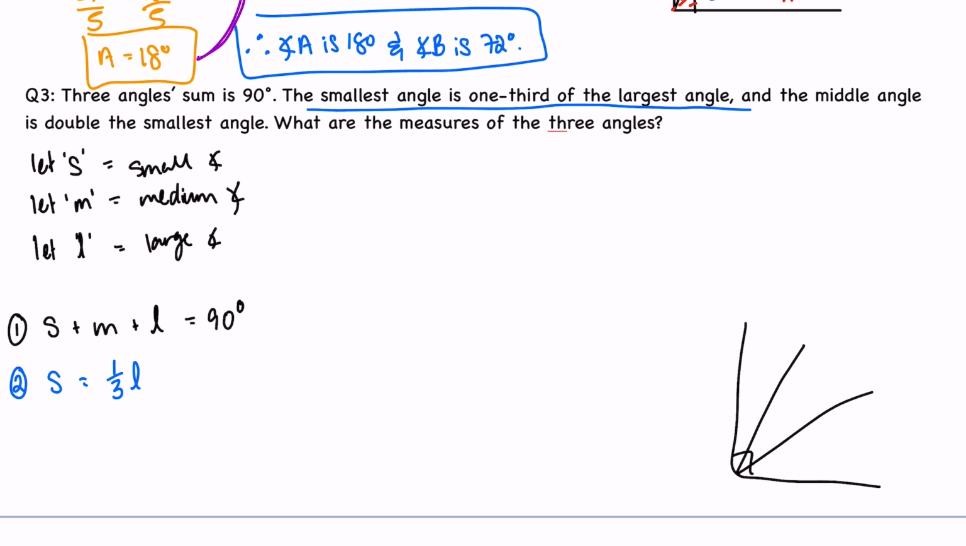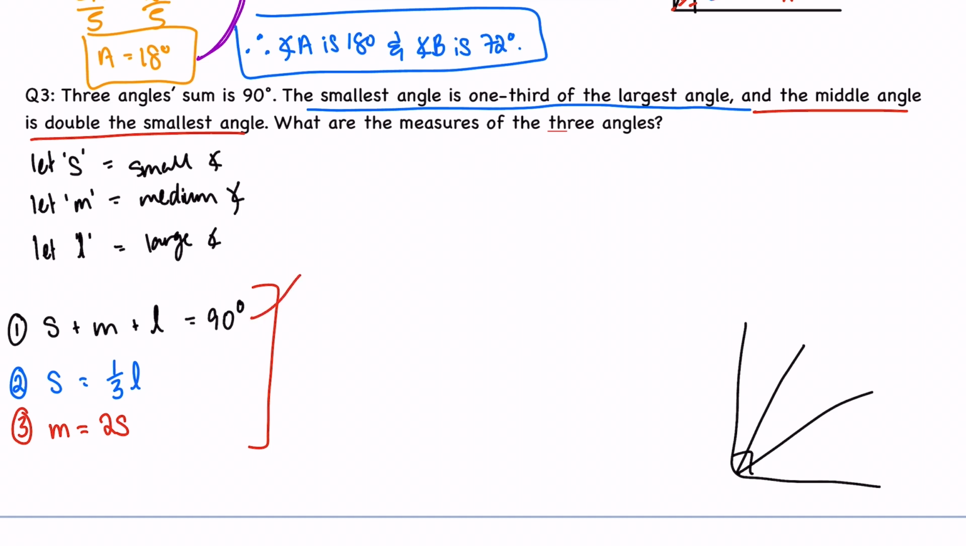And in the next part of that sentence, it says, and the middle angle is double the smallest angle. So we get equation 3 from that. The middle angle is equal to double the smallest angle. So 2 times the smallest angle. What are the measures of the 3 angles? So this is all the information that we have.